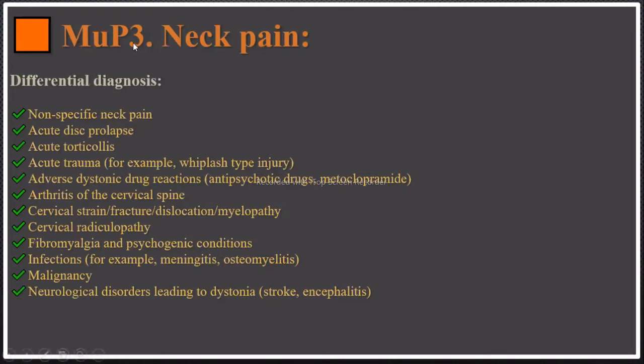Neck pain, presentation number 3, neck pain. So the patient may have non-specific neck pain, acute disc prolapse, acute torticollis, maybe trauma, whiplash type injury, adverse dystonic drug reaction, maybe you give the patient antipsychotic drugs or metoclopramide, arthritis of cervical spine, cervical strain or fracture, dislocation, myelopathy, cervical radiculopathy. What is the difference between myelopathy and radiculopathy, guys? Myelopathy, muscle involvement. Yeah, so here motor sensory.